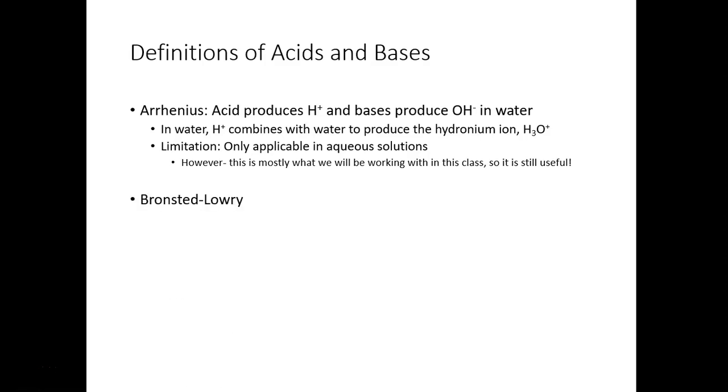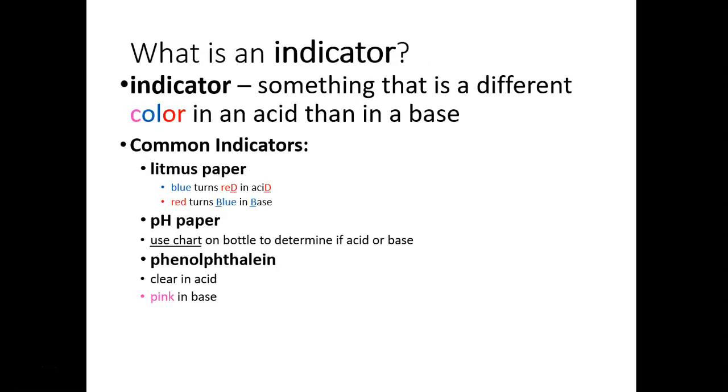The next definition is Bronsted-Lowry acids and bases, and this is broader. In this definition, an acid is a hydrogen ion donor and a base is a hydrogen ion acceptor. Okay, there is a third definition, Lewis acids and bases, and we talk about that in the upper level chemistry courses. You don't need to be familiar with that at this point.